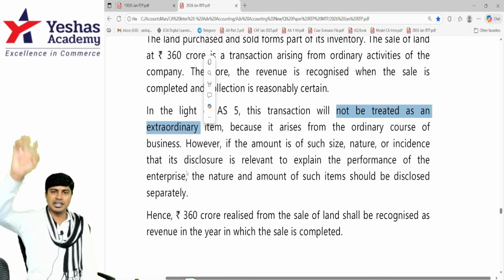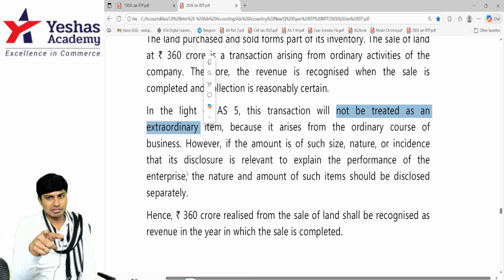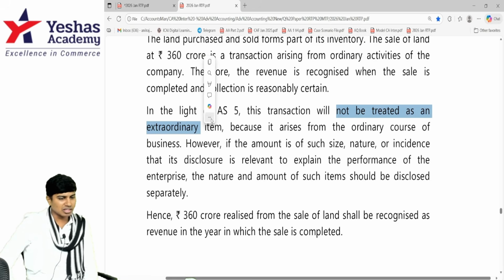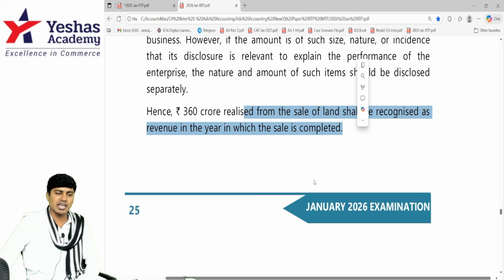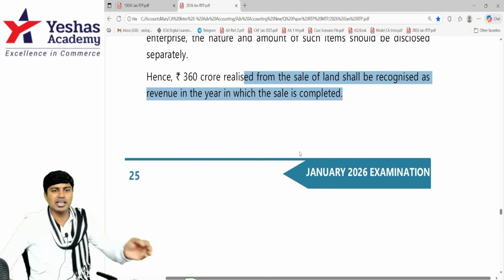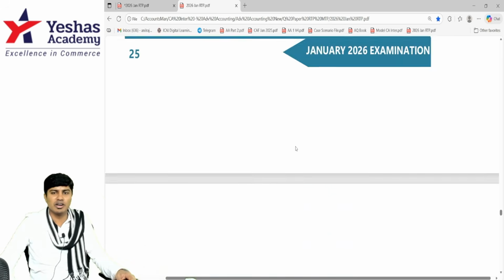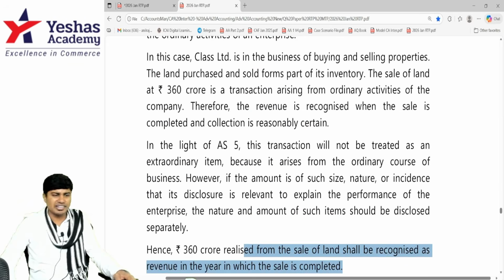And it can be considered extraordinary based on size, incidence and nature. It can be considered exceptional. Ordinary items can be considered as exceptional based on size, incidence and nature. That's one thing they've told. And hence 360 crores realized from the sale of land shall be recognized as revenue when the sale is completed. That's what it told. Conclusion. It should be recognized as sale when the sale is completed. That's the end of question number 8 on accounting standard 9.